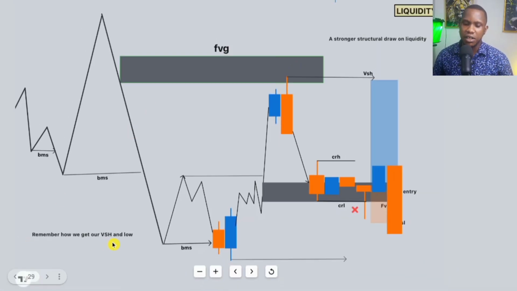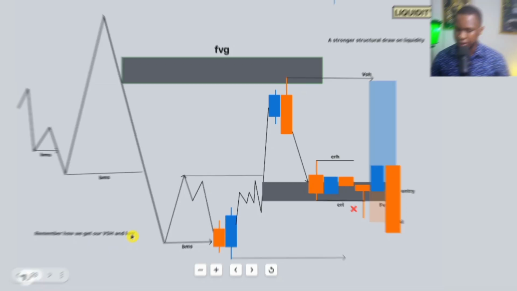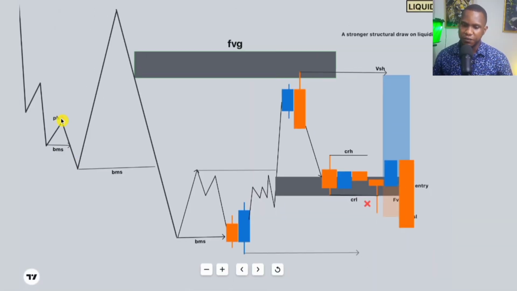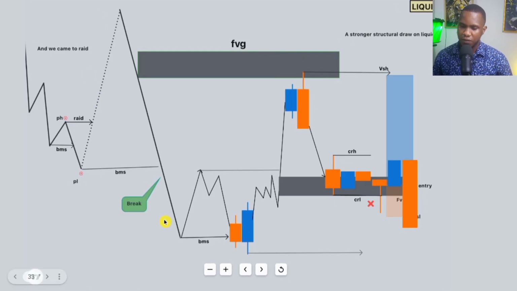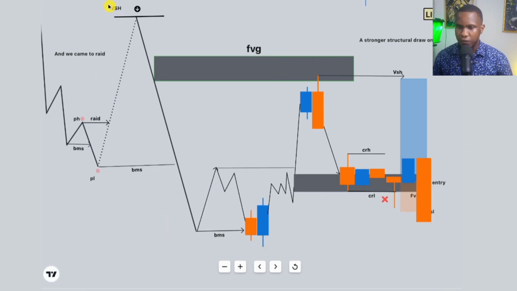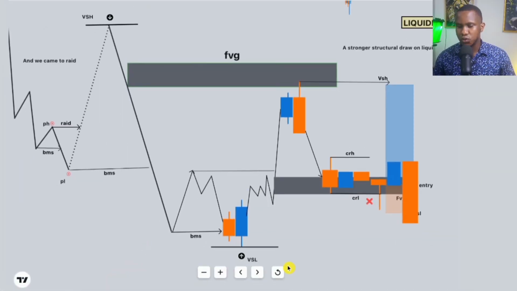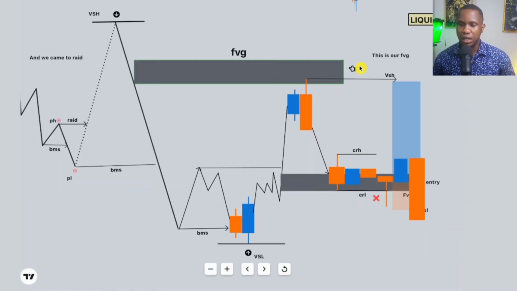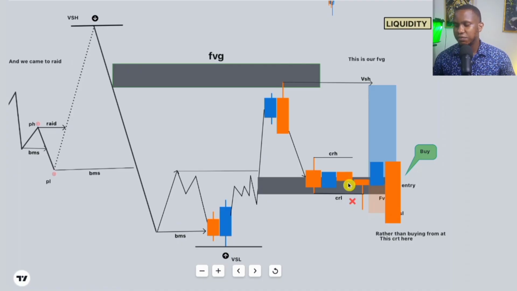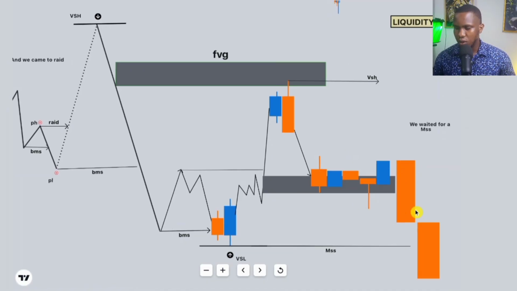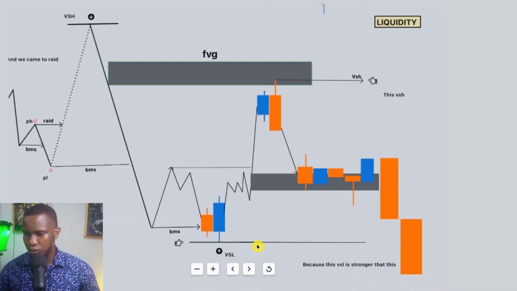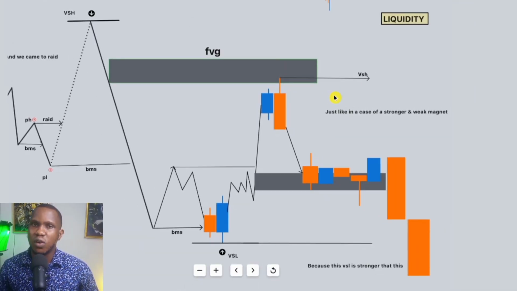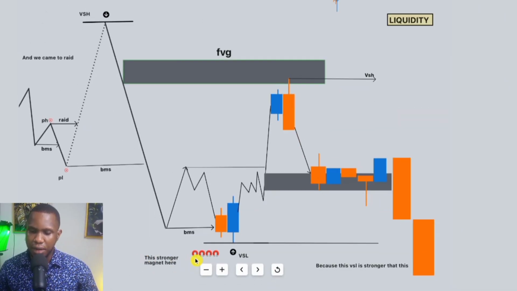Remember how we get our value structure low and value structure high in the market? This is our break of market structure, previous high, previous low. You see we had our raid right here, came to have a break of market structure right here. This is our value structure high, and this is our value structure low, and this is our fair value gap, traders. So rather than buying from when our CRT was formed here, we can wait for a market structure shift. Why? Because this value structure low right here is stronger than this value structure high right here. Just like in the case of strong and weak magnets, this is a stronger magnet right here.